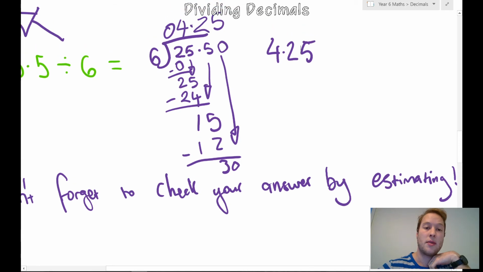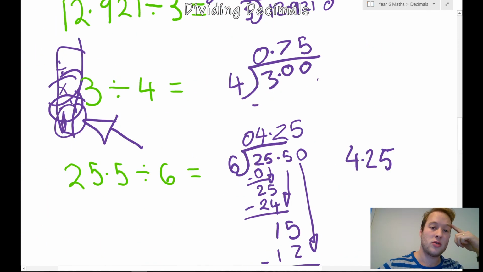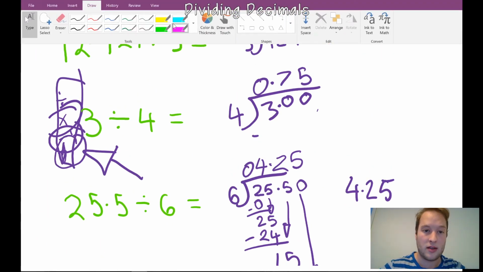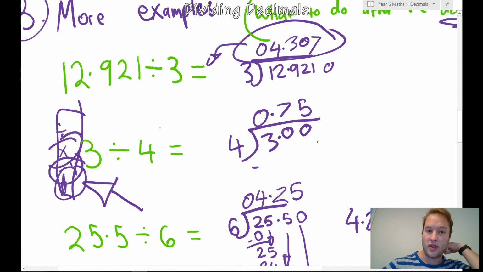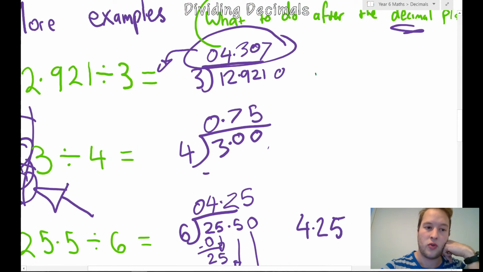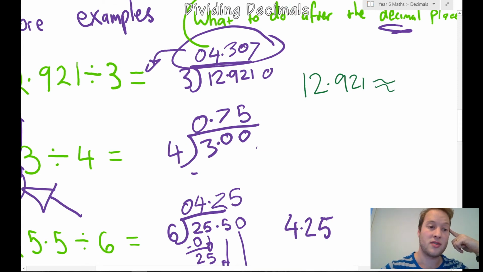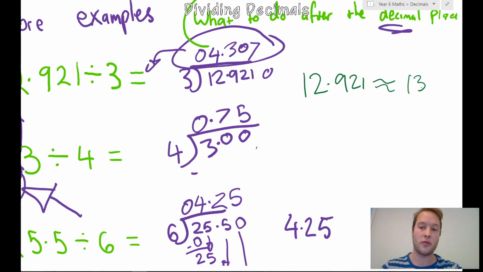Yeah? My next step is don't forget to check your answer by estimating. Yeah? So what do I mean by that? I'll do another pen so it's a bit clearer. Let's just go green. So with our first question, 12.921 is almost, here's my estimation symbol, almost 13. Yeah? Almost 13. And it's close to 12 as well.